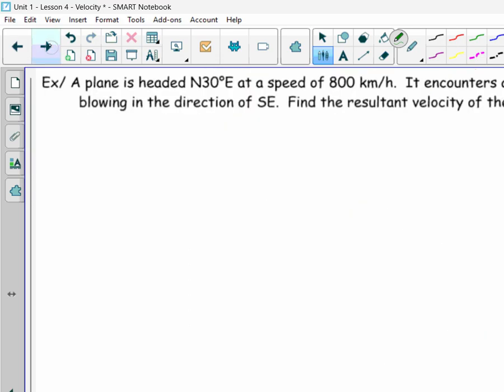Okay, we're going to try another one, slightly more challenging because this one's not going to be right angled, but we can apply the same ideas to it. So read it, pause it, see if you can draw the diagram, because always the diagram is the hardest part. We got a plane, it's headed north 30 east. So we need a compass again. Okay, north, east. So north 30 east would be, start at north and go 30 towards the east, making a line like that.